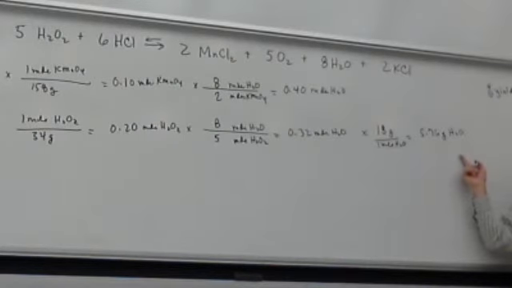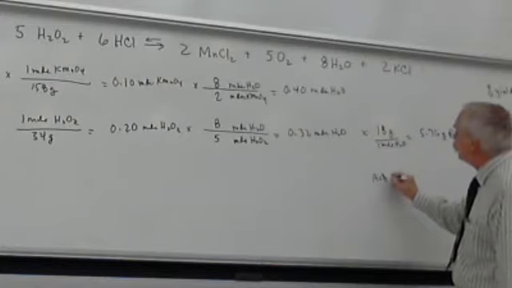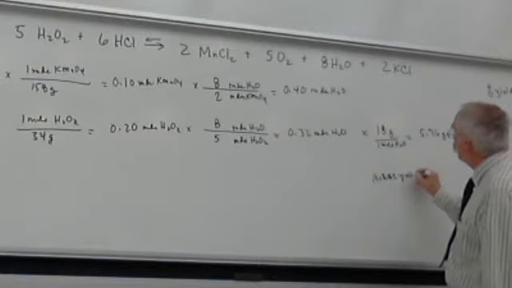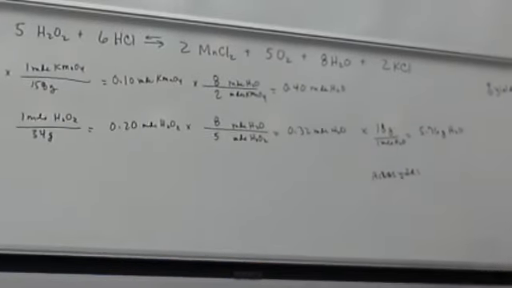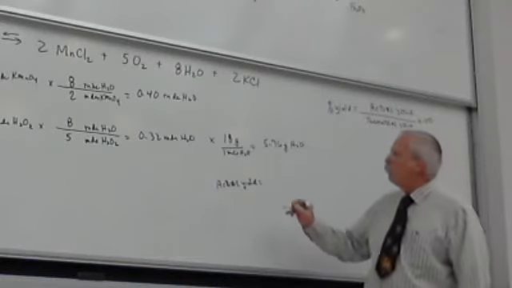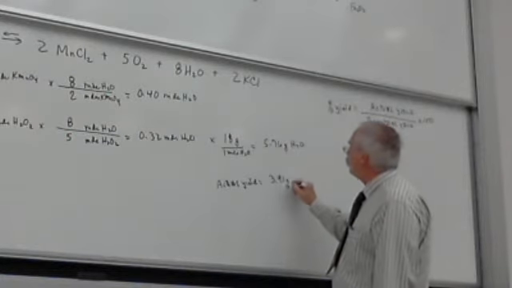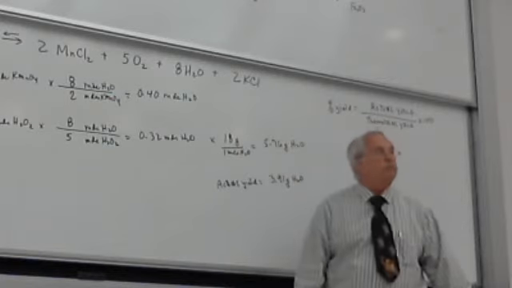Like I said, this calculation was based on the fact that we thought everything worked perfectly and there was not a problem with anything. Now in truth, that may not be what actually happens when we do this in the laboratory. So let's say we really produced an actual yield of 3.91. How would you know that? You would take it and weigh it on a balance.